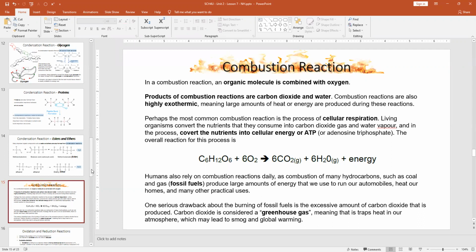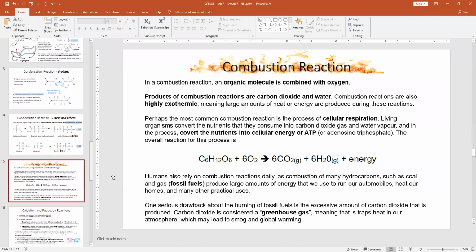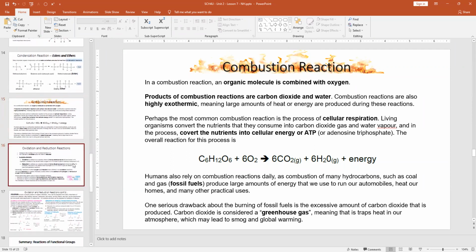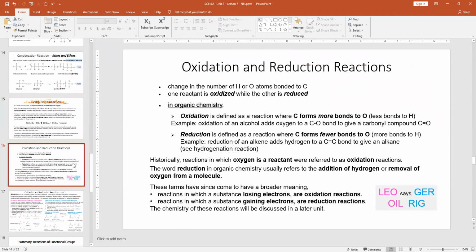So that slide covers combustion reactions. Now I want to talk about oxidation and reduction reactions.